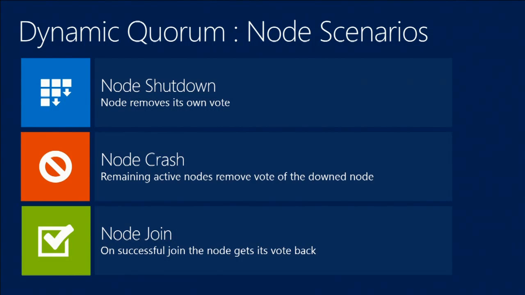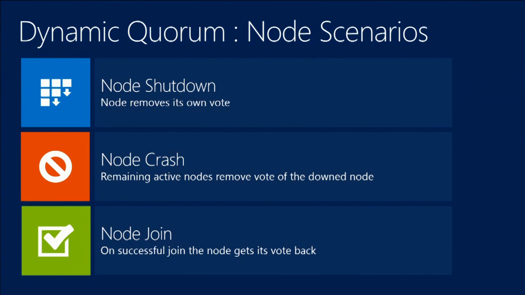So now let's look at some of the scenarios. I have a cluster that's up and running, and I decide to shut down a node. In that case, the node, before it shuts down, announces to the remaining nodes in the cluster, I'm going down, please remove my vote. And that gets recorded in the cluster database. When a node is coming back up and joins the cluster membership, it announces to the remaining nodes, I am up and can I have my vote back? And the cluster assigns the vote back to the node.